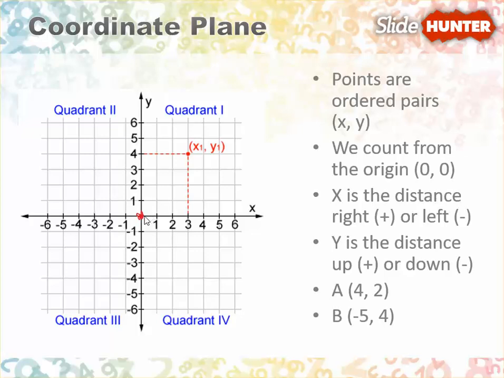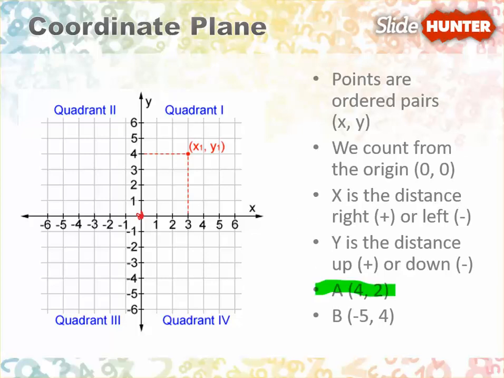So if we wanted to graph a different point, from that red dot 0, 0, we count right or left for the first value. Right is positive, left is negative. And then up or down for the second, the y value. So let's look at an example.